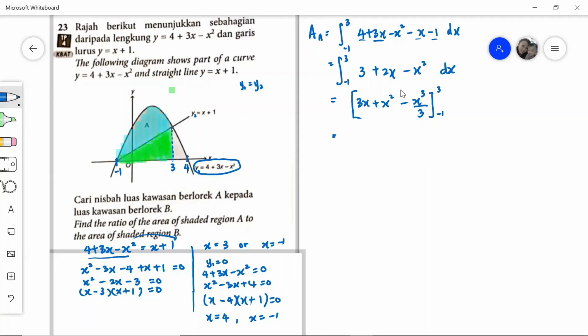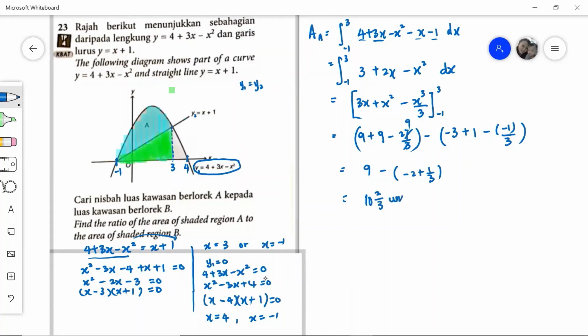So we have 3x plus x squared minus x cubed over 3, from negative 1 to 3. Substitute the 3 in: 9 plus 9 minus 27 over 3. Take away negative 3 plus 1 minus negative 1 over 3. This one we can count manually. We have 9 here, and then over here, minus negative 2 plus 1 over 3. That is 10 and 2 over 3 unit squared. Okay, that is the area of A.